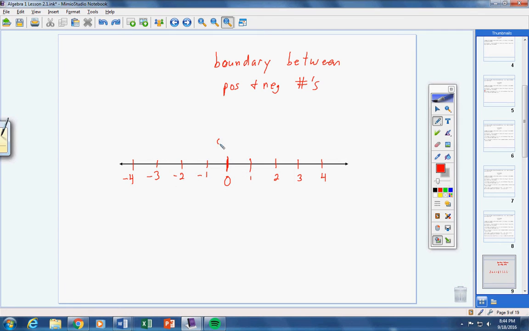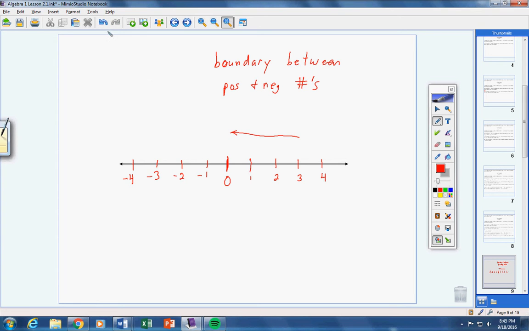Some people call this 0 the origin, and that's fine. Later, when we get into graphing on the coordinate plane, we'll have two number lines that intersect, and we call that the origin, but that's for later. But anyway, this is your standard number line. Now notice, as you move to the right, the numbers get larger, okay? They get larger. And notice as you move to the left, the numbers get smaller. It's really important you understand that, okay?